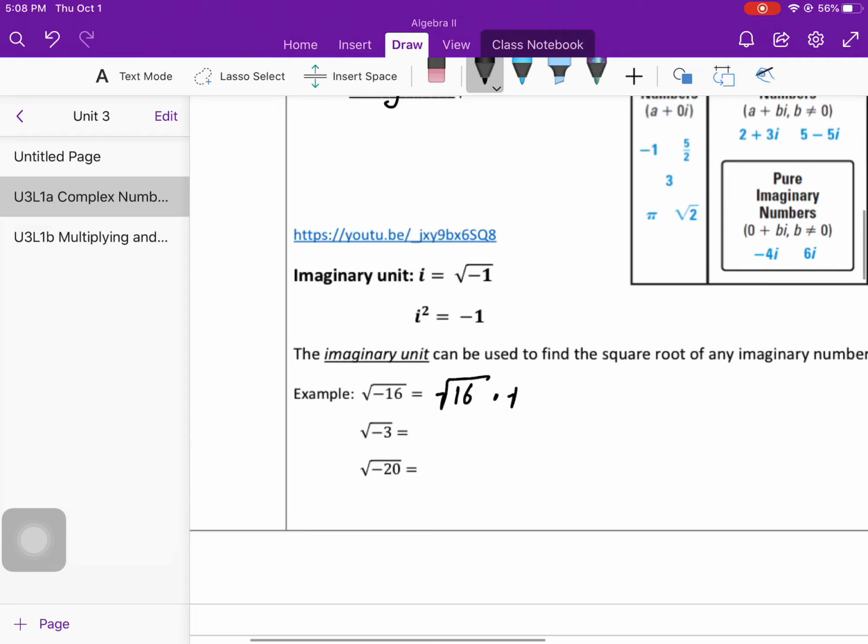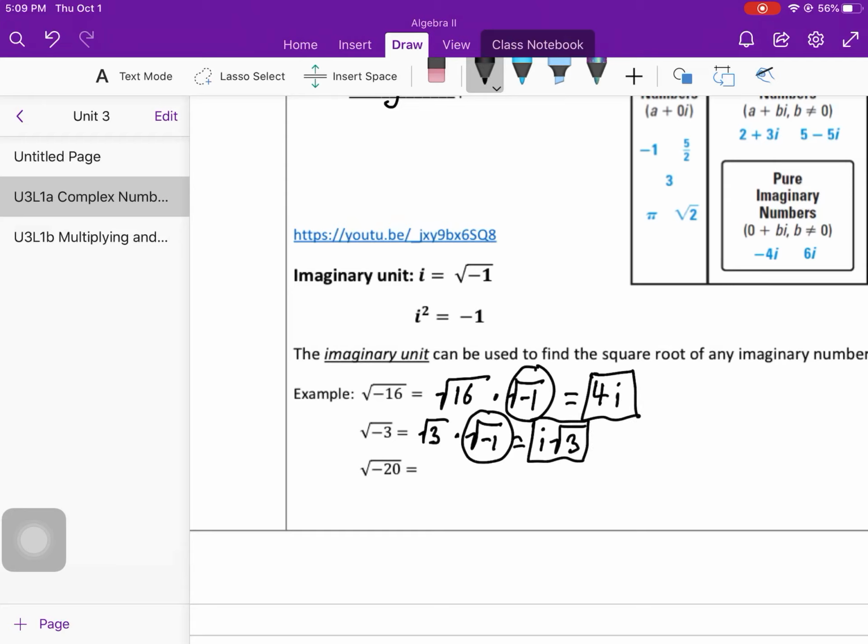So for this one, we know what the square root of 16 is, but we don't know what the square root of -1 is. So that's why we use i to represent it. The square root of 16 is 4, and the square root of -1 is i. So what comes out is 4i. Same idea here for the square root of -3. That's the same as the square root of 3 times the square root of -1. Typically, we would just leave the square root of 3 as is because it's not a perfect square. But this -1 comes out as i, and then the square root of 3 on the side, just like that. I'll box these in as we go.